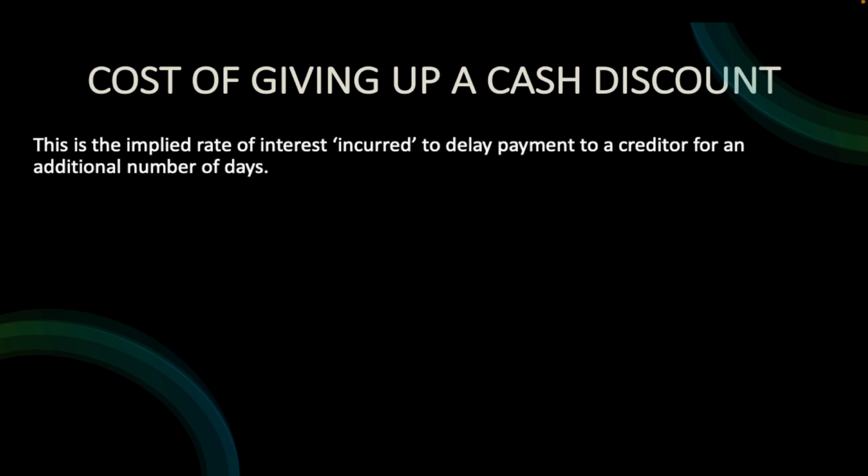This is the implied rate of interest incurred to delay payment to a creditor for an additional number of days. Now, obviously, a supplier will tell you, if you pay me within 10 days, I'll give you a specific discount. Otherwise, if you don't pay me within 10 days, pay me back within 30 days as per the terms. So if you delay paying the supplier, what is the implied rate of interest that you're incurring? Well, there is another term for the cost of giving up a cash discount.